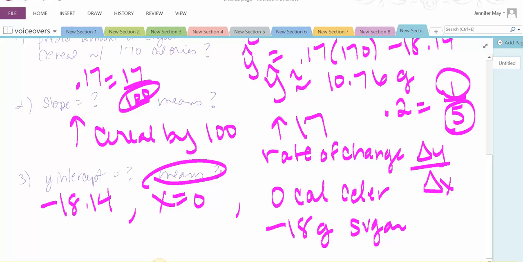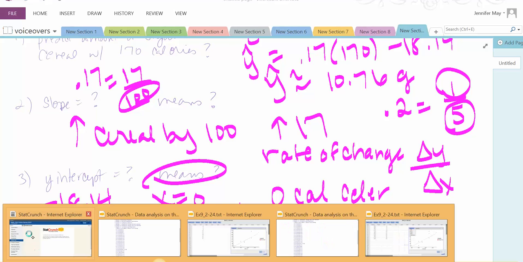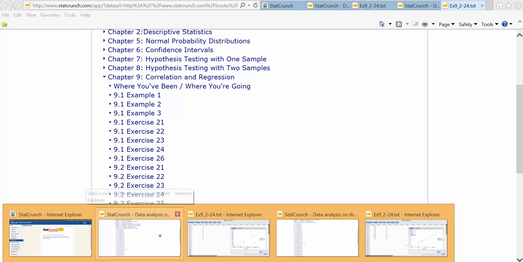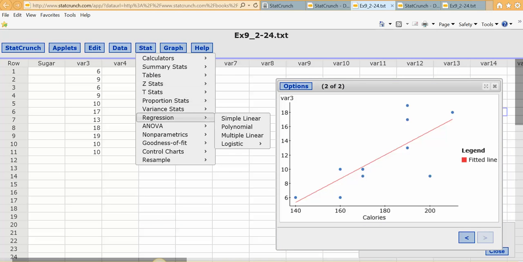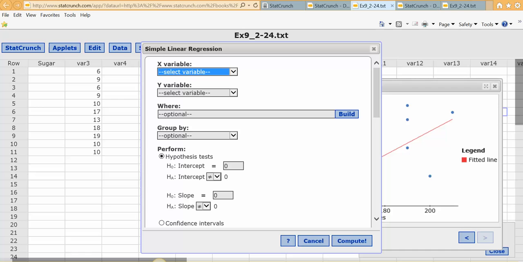Just saying. Okay, so let me go back and show you where I got all this again. I used one of the data sets from the textbook. I came into StatCrunch. I went to Stat, Regression, Simple Linear Regression, and then told it my x and my y variables, and I clicked Compute. That's the best way to do any of the things that you need to do in Chapter 9.